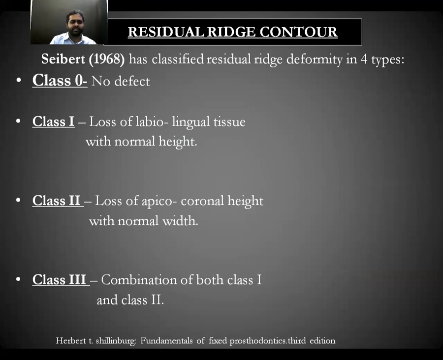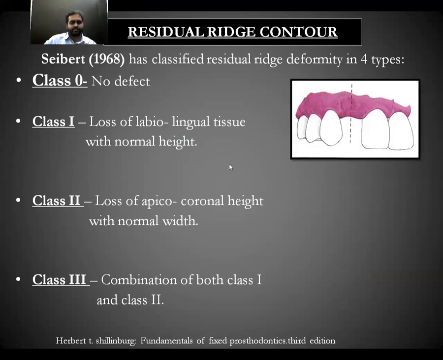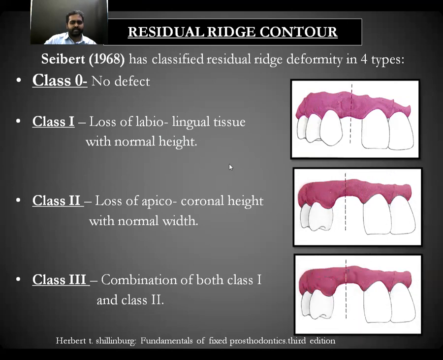So class 1 is here. It does not have any defect. So there are these diagrams. We can see class 1, when we have the loss of labiolingual tissues, while the height of the residual ridge is normal. In class 1, only the loss of the labial contour, the contour present on the labial side, is seen.